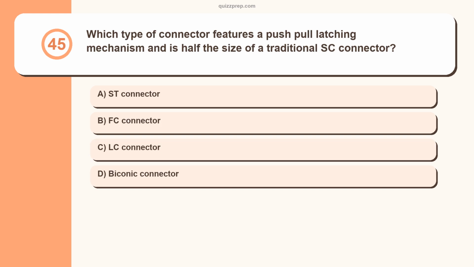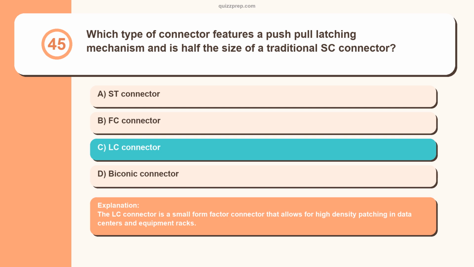Question 45. Which type of connector features a push-pull latching mechanism and is half the size of a traditional SC connector? ST connector, FC connector, LC connector, Biconic connector. The LC connector is a small form factor connector that allows for high-density patching in data centers and equipment racks.